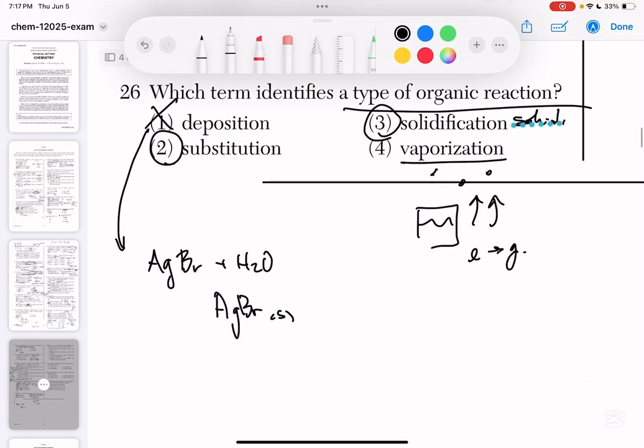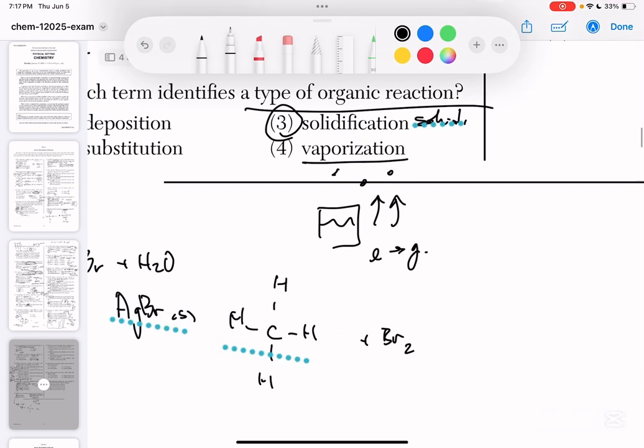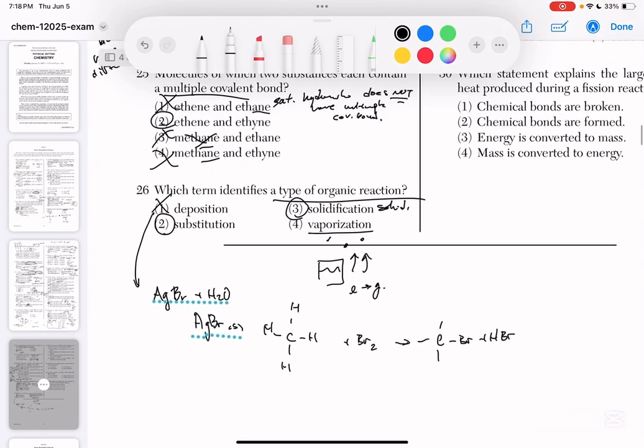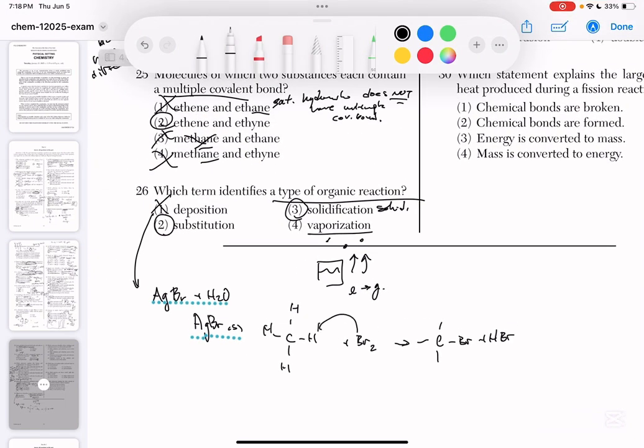Like substitution, you would have something like this, where you have, I don't know, say you have this thing, and then that goes to like that. That's substitution, because one of these is substituting in, and you can see the difference.